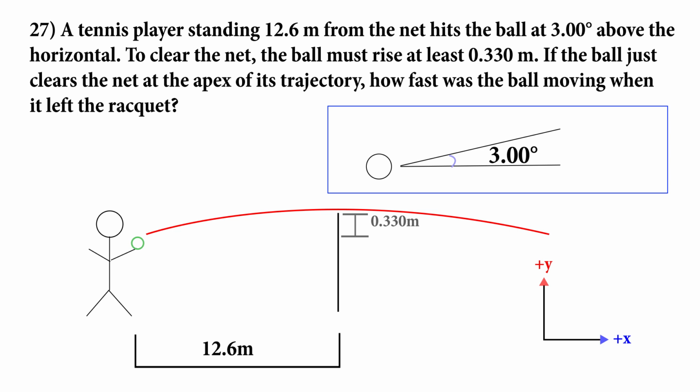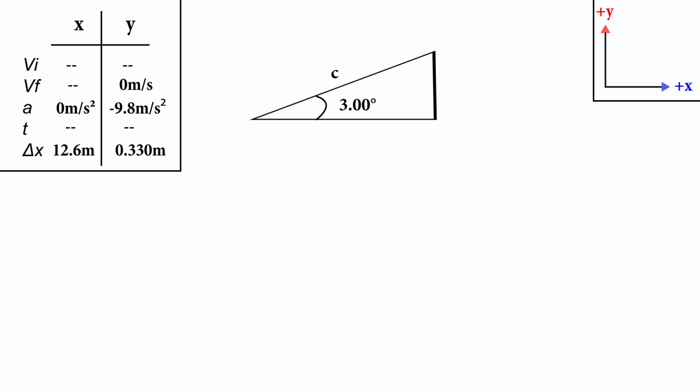In the diagram and in the blue box, we can see the tennis player hitting the ball at an angle of 3 degrees above the horizontal. Since the ball just clears the net at the apex of its trajectory, its maximum displacement in the y-axis is 0.330 meters. The diagram also shows a mock trajectory of the ball and the distance from the player to the net. From the problem, we are given the two displacements, 12.6 meters in the x and 0.330 meters in the y.